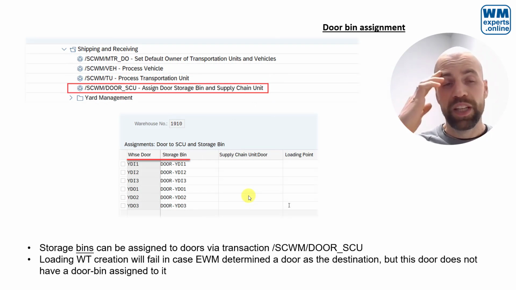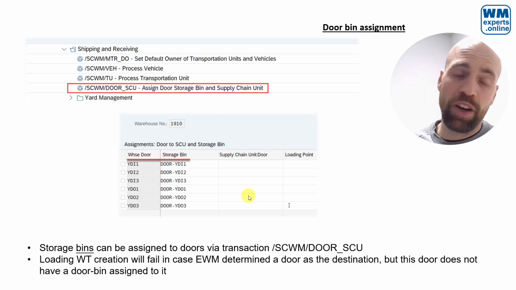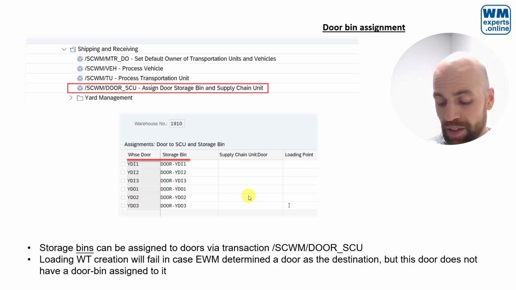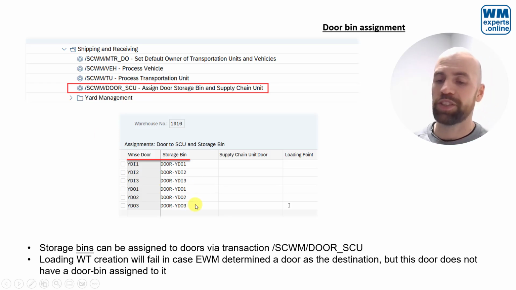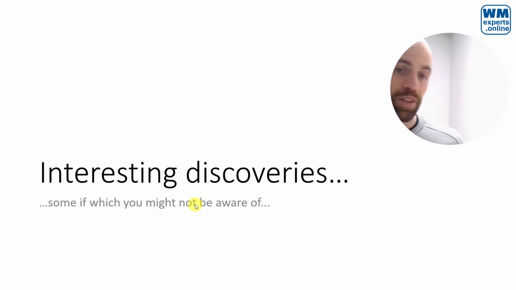And as I said before, every door can or should have a door bin assigned to it, otherwise the destination determination will not work for the door, and this door bin can be assigned via transaction SCWM door_SCU. You get a table like this, pretty simple, the door that you defined in the customizing and assign a bin here as part of the application data. And the loading task creation itself will fail if the delivery item has a door and this door does not have a bin. Only the door is not sufficient. You need a bin for the door also.